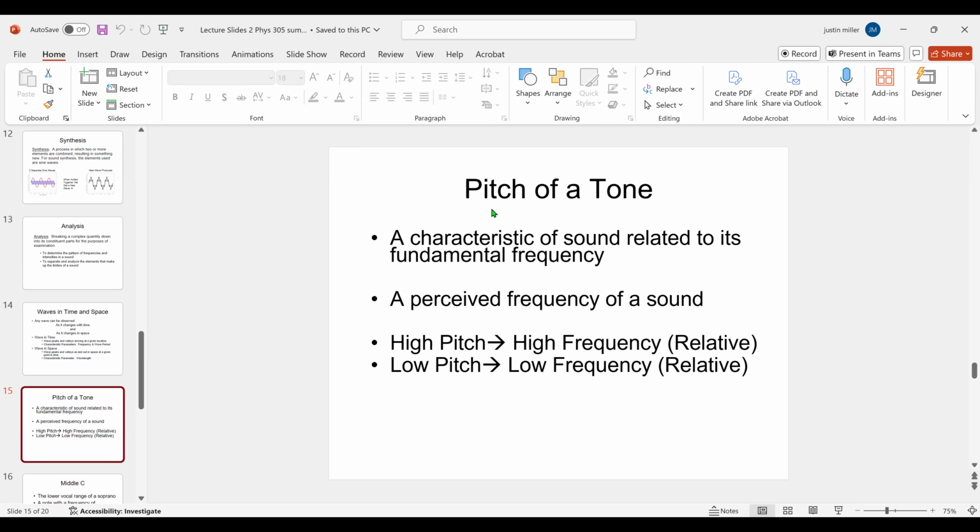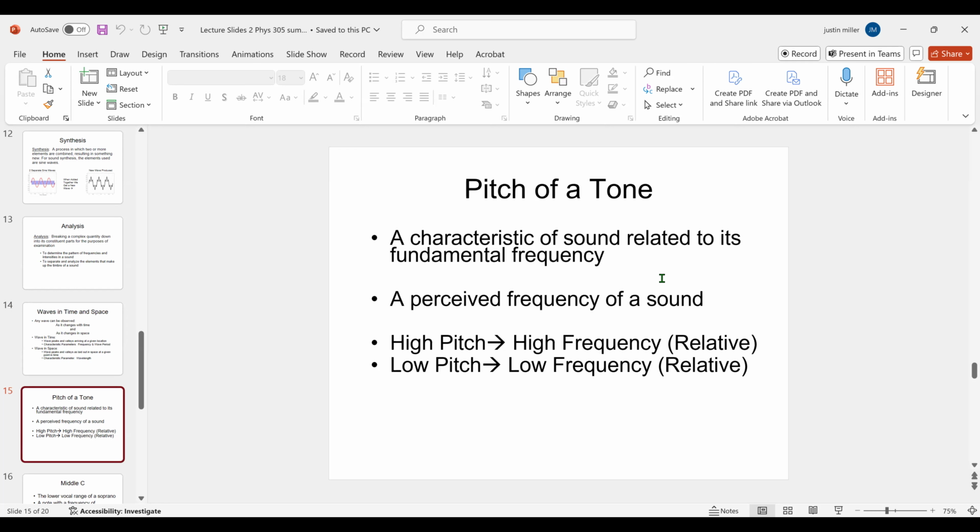So the pitch of a tone itself is a characteristic of the sound related to its fundamental frequency. If you recall what we were just talking about regarding the fundamental frequency, it's the lowest frequency in a periodic sound wave. So again, we have to be talking about a tone here. Only a tone has a fundamental frequency. Atonal sounds do not have fundamental frequencies, but tonal sounds do, and that fundamental frequency actually defines the pitch of the sound.